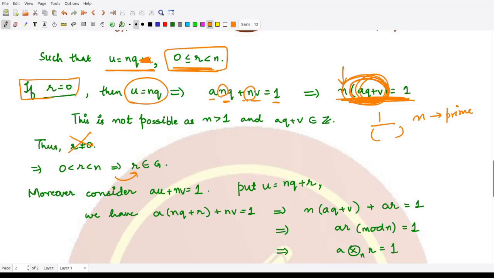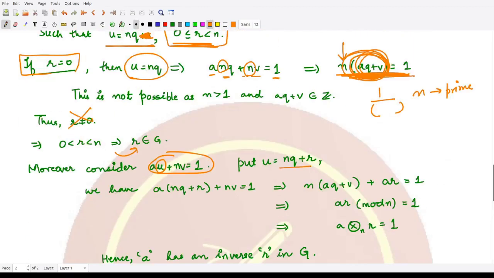So that means instead of au plus nv is equal to 1, you can substitute the value of u here as nq plus r, right? So you can substitute u is equal to nq plus r here, so that you would have a(nq plus r) plus nv. Now from this term and this term, you can take n as common. So you will have this term, and plus the term ar would be left as such. This is equal to 1. Now when you take mod n of it, this term would be completely divisible by n, so it would give you the remainder 0, and this term would not be divisible by n, so it will be as such, ar, that is equal to 1.